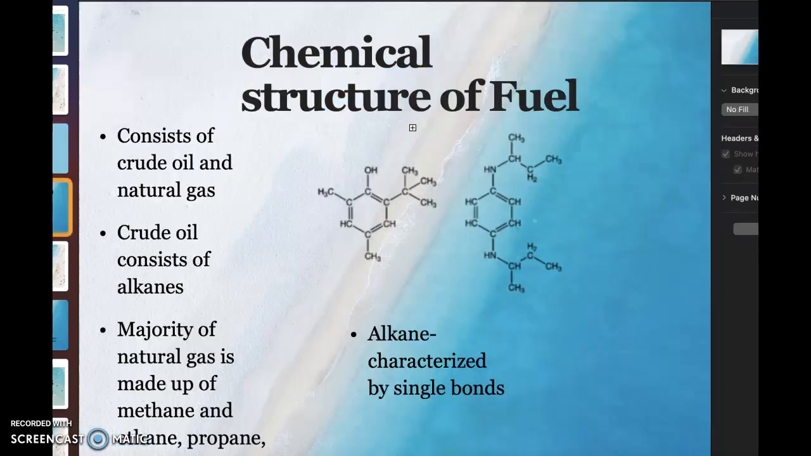So next we're going to talk about the chemical structure of fuel. It consists of crude oil and natural gas. And then to break that down even more, crude oil consists of alkanes. An alkane is characterized by single bonds. And going on to the next component of this, natural gas is made up of methane, ethane, propane, and butane. There are lower amounts of ethane, propane, and butane. It is mostly composed of methane when we are talking about natural gas. And then I did include this picture so you can have a visual of how it looks when the structure is broken down.